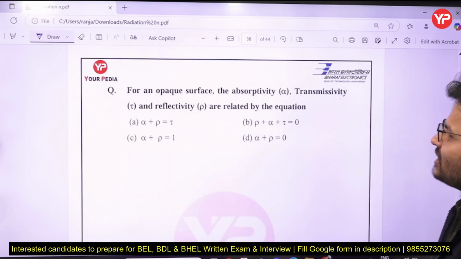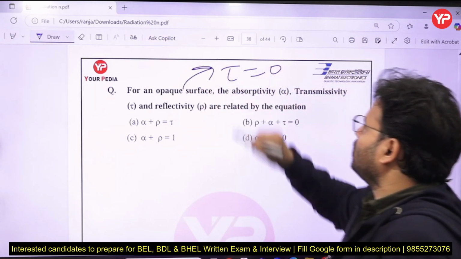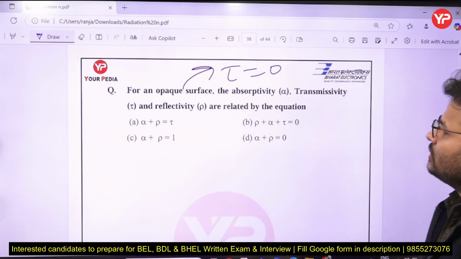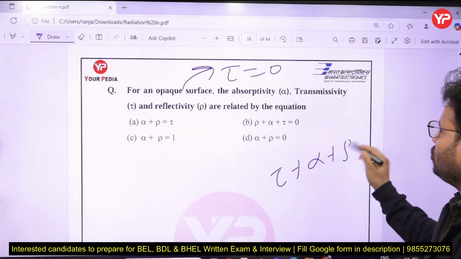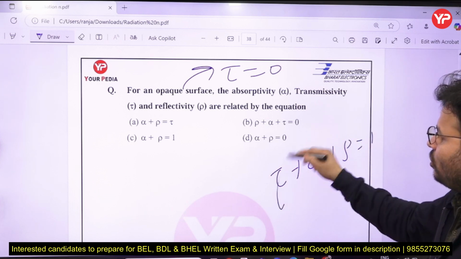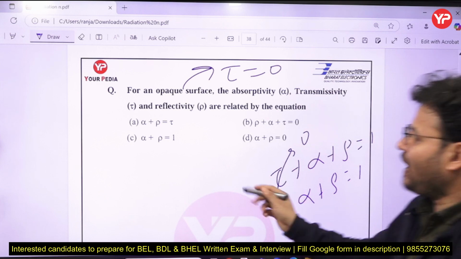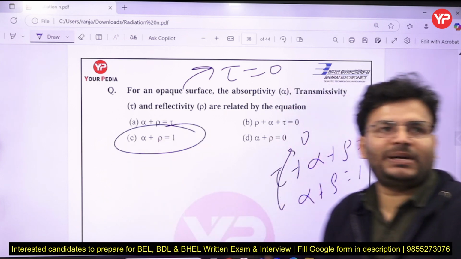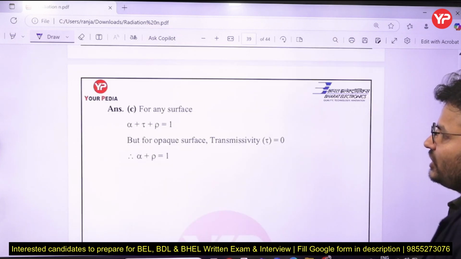So for an opaque surface, my dear friends, opaque means tau is equal to 0. Transmissivity, absorptivity and reflectivity: we can say tau plus alpha plus rho is equal to 1. But sir, here tau is equal to 0. So alpha plus rho is equal to what, sir? 1. So for an opaque surface, alpha plus rho is equal to 1. So the correct answer is C.